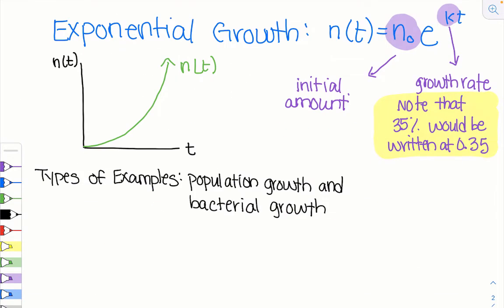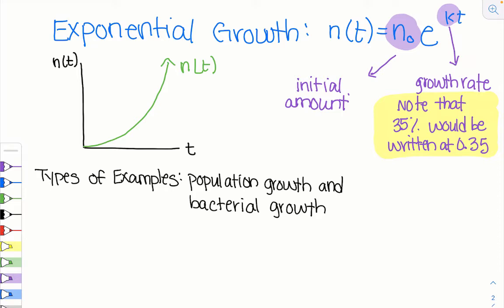First, I want to talk about exponential growth. So exponential growth looks like the traditional exponential graph. So it increases, and it increases pretty rapidly. And one way to write an exponential growth equation would be N of t is equal to N naught, or N sub 0, which basically means it's the initial amount or the initial number.